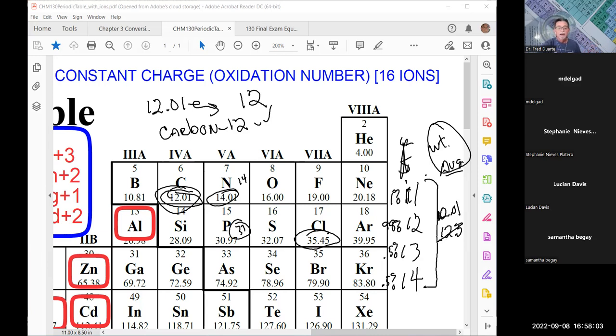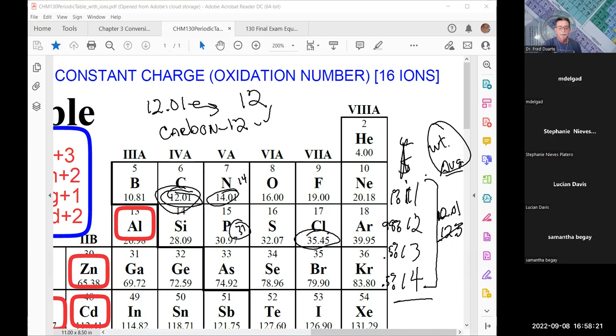Okay, and that's why those numbers are decimal numbers, and that is why we don't use them to determine sig figs, because they come from whole numbers, and they're the weighted average of whole numbers and have an infinite number of sig figs.